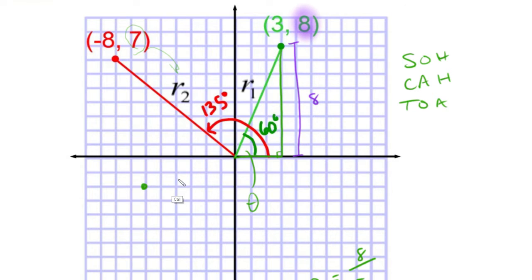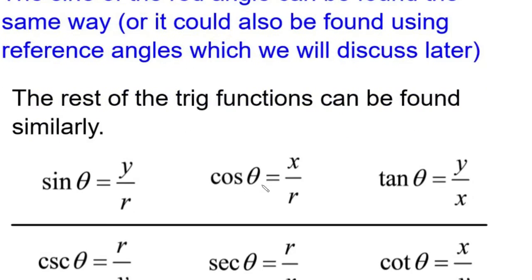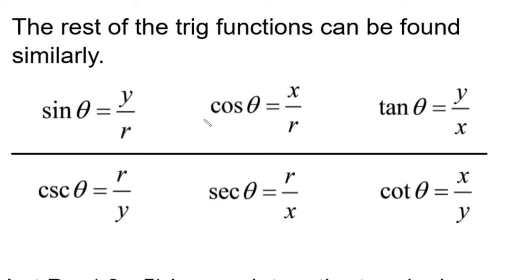So they give you a point on the coordinate plane and they say you're going to draw an angle in standard position with the initial side on the x-axis and the terminal side connecting this point, or whatever point they give you, and then asking you to find trig functions. And then you would use this method, right, that sine is y over r. Well, the rest of the trig functions can be found the same way.